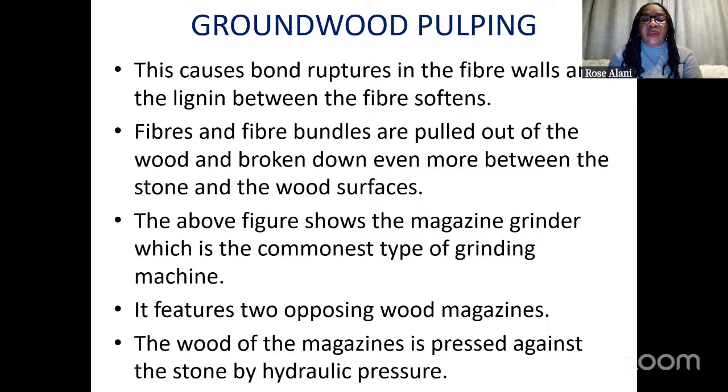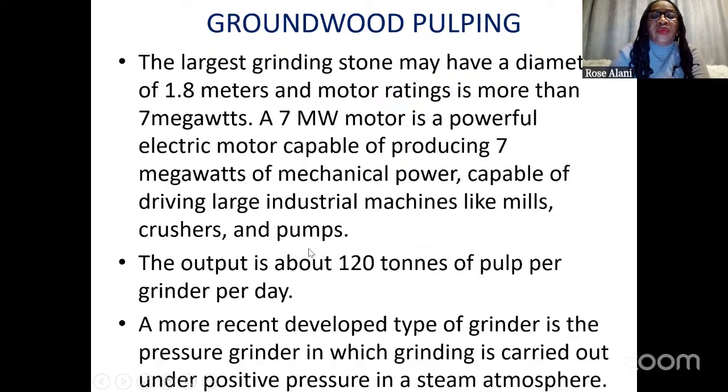And then the figure I showed you before that uses wood logs is the magazine grinder, which is the commonest type of grinding machine. It features two opposing wood magazines, and the wood of the magazines is pressed against the stone by hydraulic pressure. The largest grinding stone may have a diameter of 1.8 meters, and the motor rating is more than 7 megawatts.